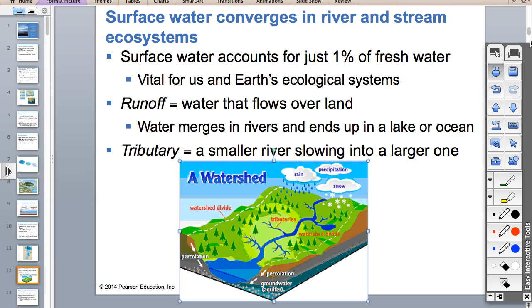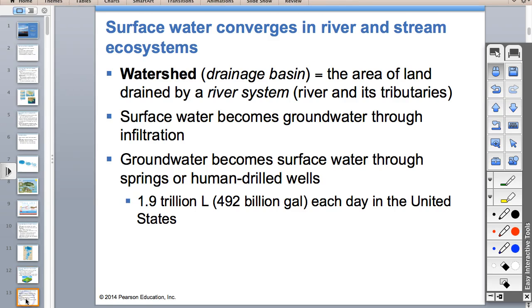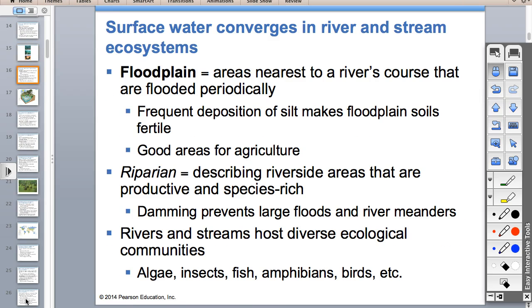All right, there's that. Okay, watershed. Do you get what a watershed is now? Okay. You don't need to know this. A floodplain, yeah, you know what a floodplain is. Riparian, all right, I think I talked to y'all about this earlier in the year.